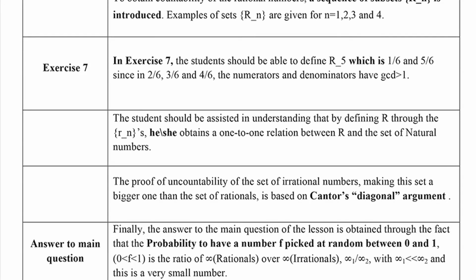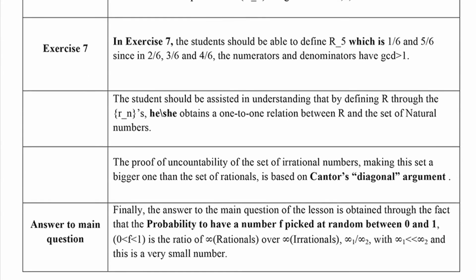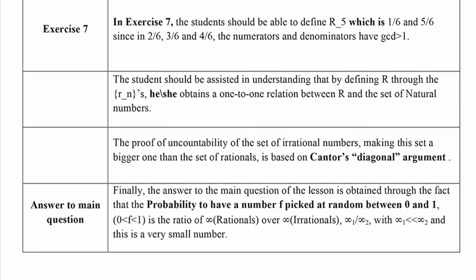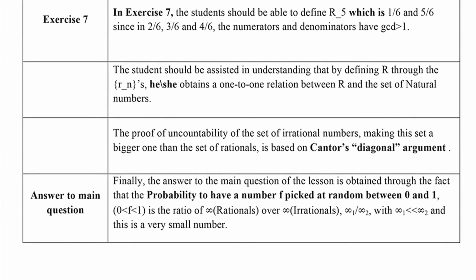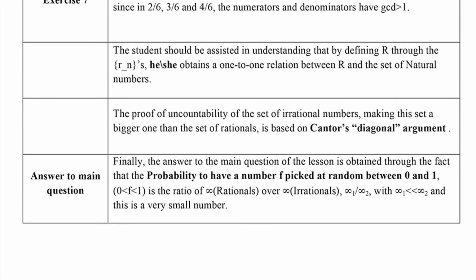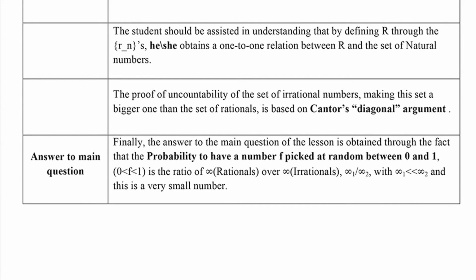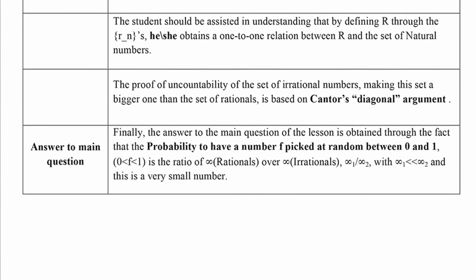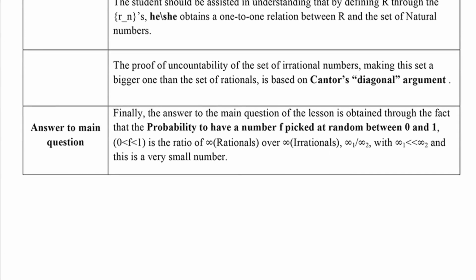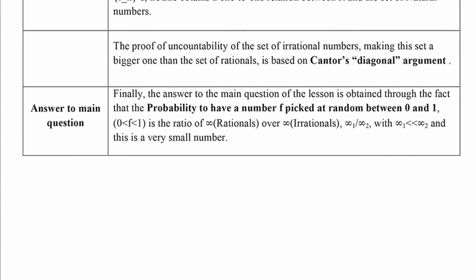The proof of uncountability of the set of irrational numbers, making this set a much bigger one than the set of rationals, is based on Cantor's diagonal argument. Finally, the answer to the main question of the lesson is obtained through the fact that the probability of a number f picked at random between 0 and 1 being rational is the ratio of the number of rationals over the number of irrationals, n1 over n2, with n1 being much smaller than n2, and this is a very small number.